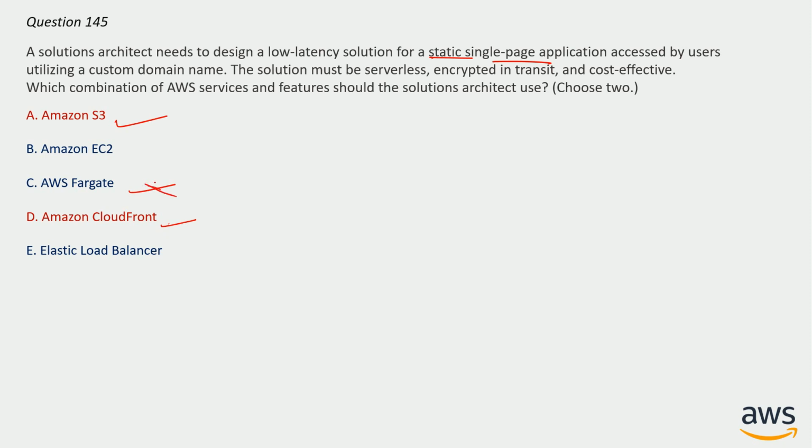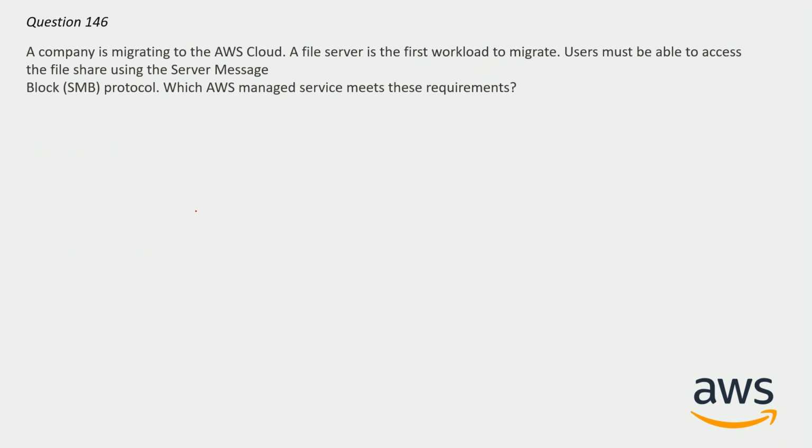And due to this only option A and D are correct here. And now question number 146. A company is migrating to the AWS cloud. A file server is the first workload to migrate. Users must be able to access the file share using the server message block, that is SMB protocol. Which AWS managed service will meet this requirement?